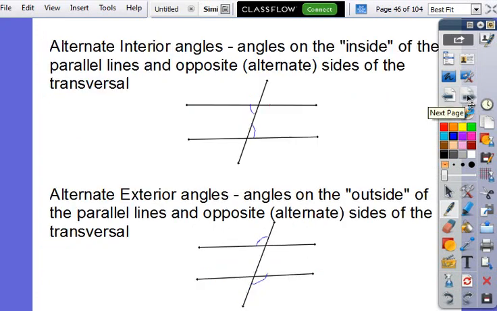Alternate interior, so I've got these and these right here. The blue ones are the same, the red ones are the same. Alternate exterior, same deal. I got those. The blue ones match, the red ones match.